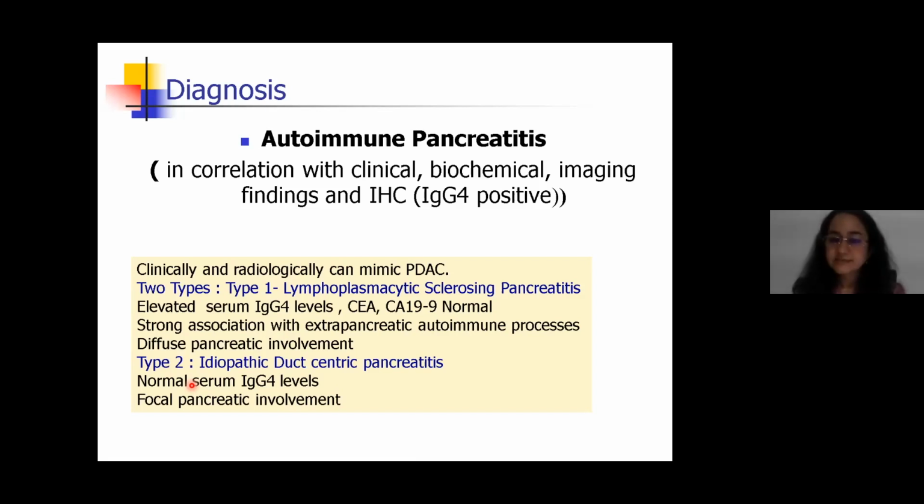There are two types. Type 1 is the lymphoplasmacytic sclerosing pancreatitis, which shows elevated serum IgG4 levels and normal CEA and CA 19-9. It has a strong association with extrapancreatic autoimmune processes. There's diffuse pancreatic involvement, whereas type 2 is the idiopathic duct-centric pancreatitis, which has normal serum IgG4 levels. It is not associated with IgG4 disease and shows focal pancreatic involvement.